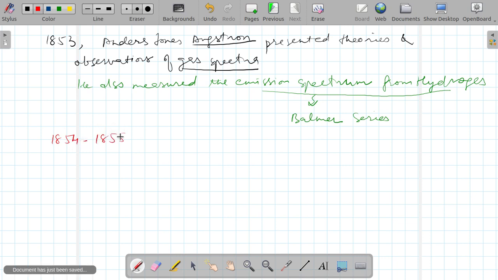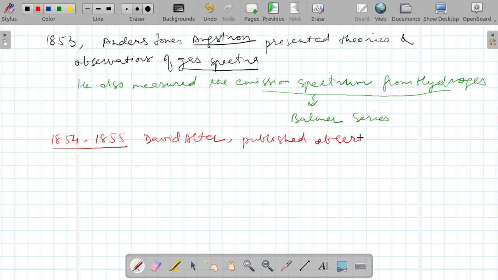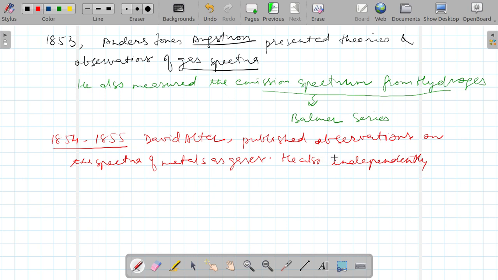And in 1854 and 1855, David Alter published observations on the spectra of metals and gases. He also independently observed the spectra of hydrogen atom, later known as Balmer series.